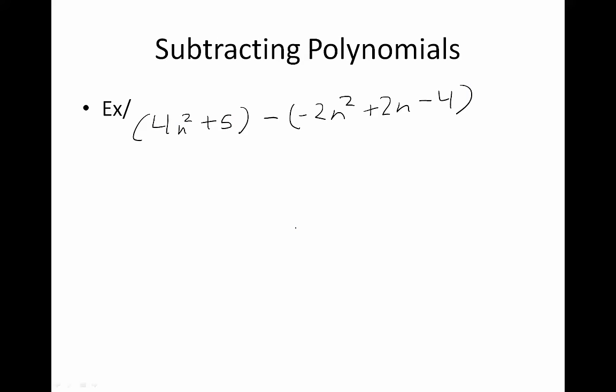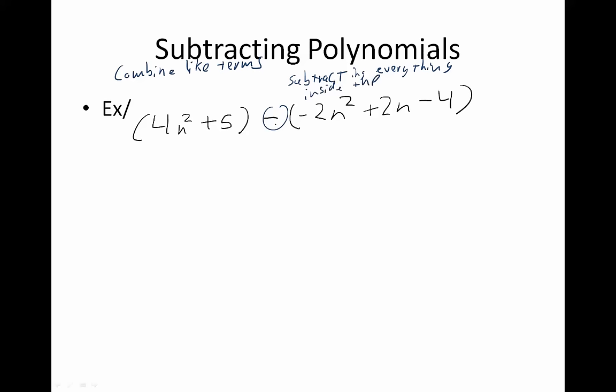Now, subtraction is a little bit different. It's the same idea. We're going to combine like terms. But we have a slight difference. Notice that we have this minus sign outside of the parentheses. What that means is that this minus sign is subtracting everything inside the parentheses. So this is minus negative 2n squared, minus 2n, minus negative 4.